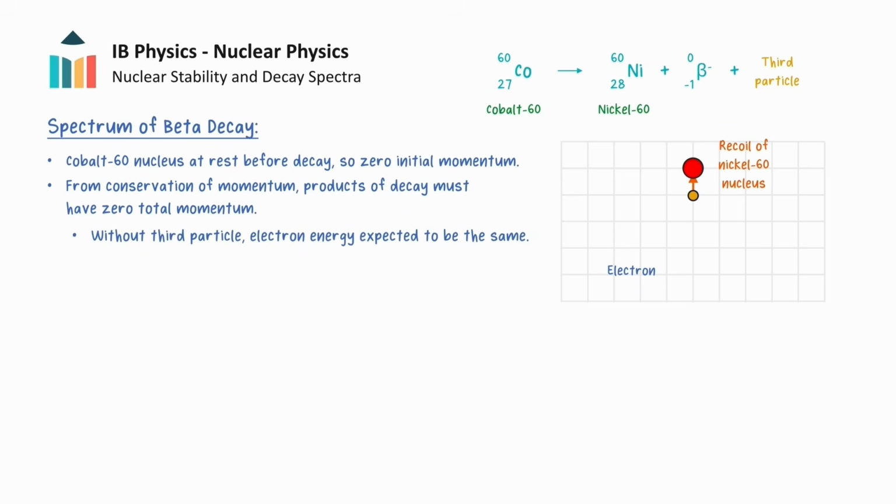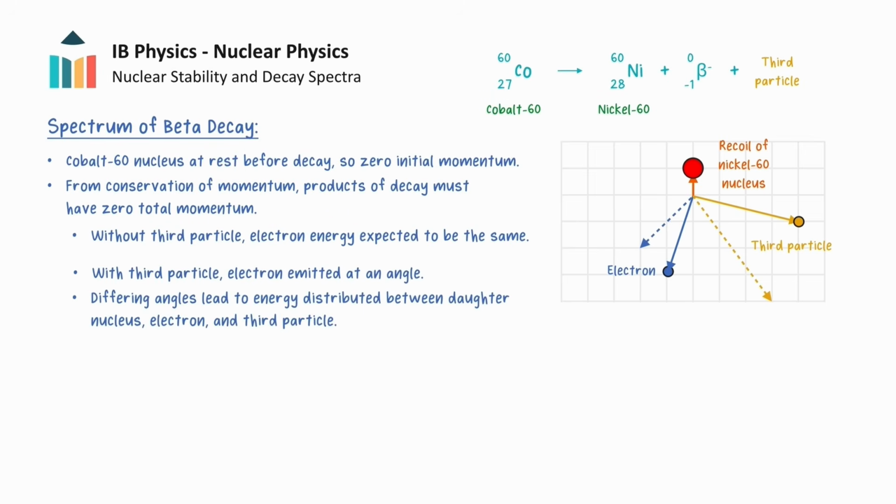With the presence of a third particle, however, the beta particle will instead travel at an angle. With each decay, this angle will differ, and the result of this is that the energy distribution between the three particles will differ each time. This leads to the continuous distribution of beta particle energies.